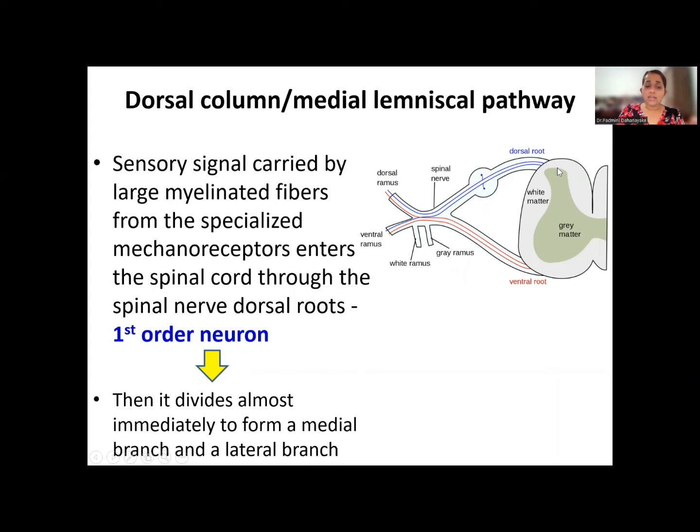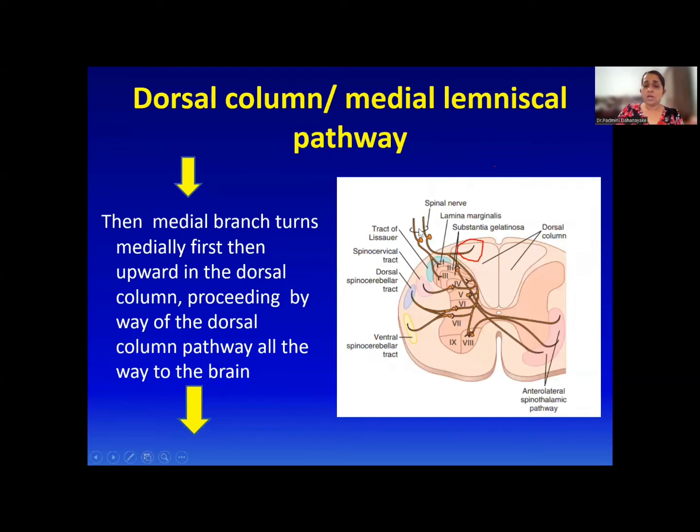You can see that it divides almost immediately to form a medial and lateral branch. The first order neuron's central process comes through the dorsal root of the spinal cord, and there are two branches, medial branch and lateral branch. The medial branch turns medially and upward. In this red color, I have marked the medial branch. It turns upwards and goes into the dorsal column, white column, proceeding by way of the dorsal column pathway all the way to the brain on the same side of the spinal cord without changing its direction.